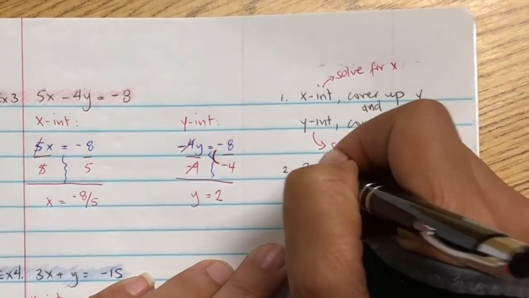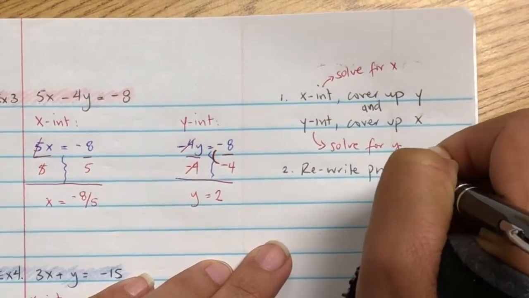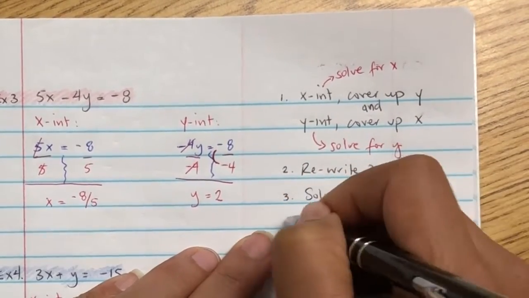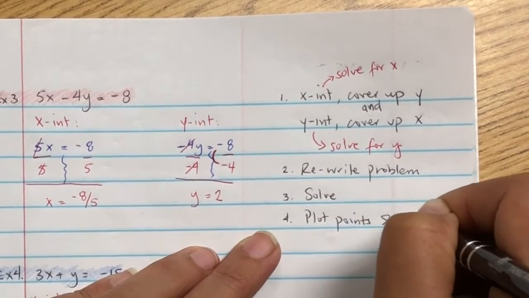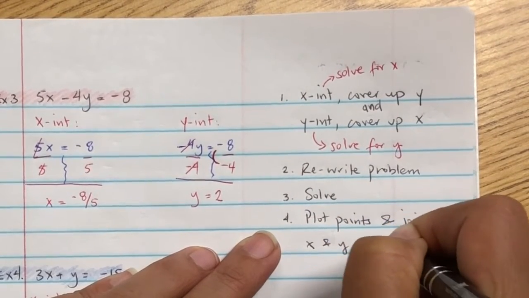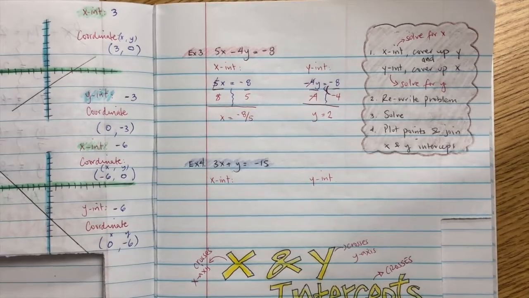Step 2, rewrite the problem. And if you don't rewrite it, you won't get a 0. Step 3, solve the problem. Step 4, plot the points and join the x and y intercepts if you have to graph it. So let's do a couple more examples. This time we're going to graph it.